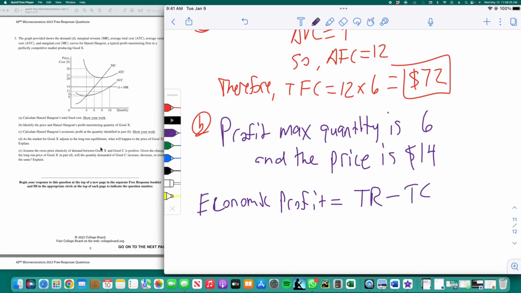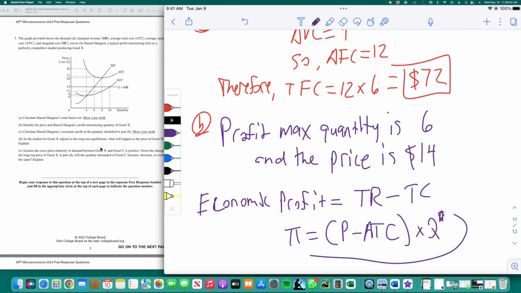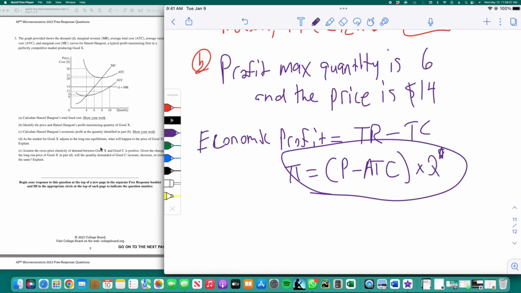All right. Another way that we can find profit is by doing price minus ATC times the quantity. So there's two ways we can do this. I would go with the one where we know what actually is going on. So for instance, do you know the total revenue? Well, they didn't really give you the total revenue. Do you know price? Yes. Do you know your ATC? Yes. Do you know your quantity? Yes. So go with the one that's easy. If they gave you total revenue, use total revenue minus total cost. If they gave you price and ATC, use that one.